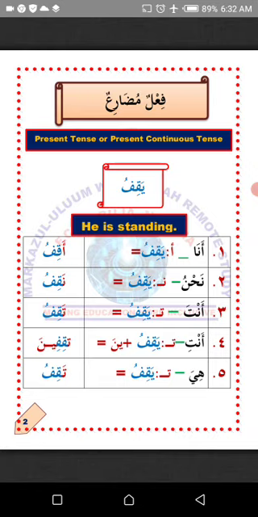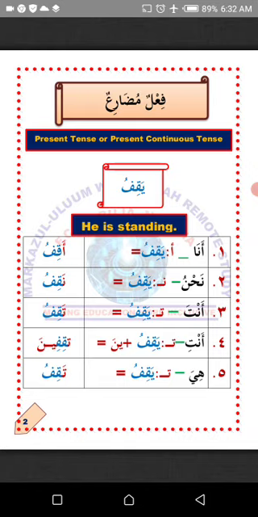Thalatha, number three. Anta, you, representing a single male person. So how do we change the verb yakifu to suit anta? All you need to do is to detach yaun and attach ta'un. So the verb yakifu will now become takifu, which means you are standing.